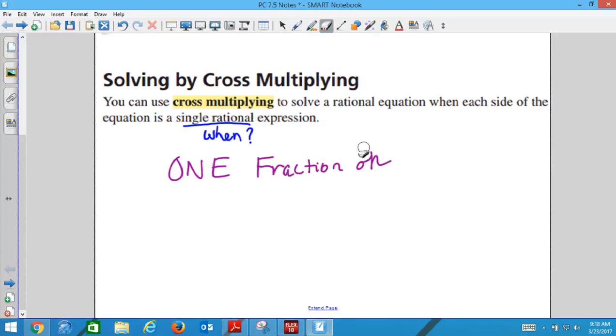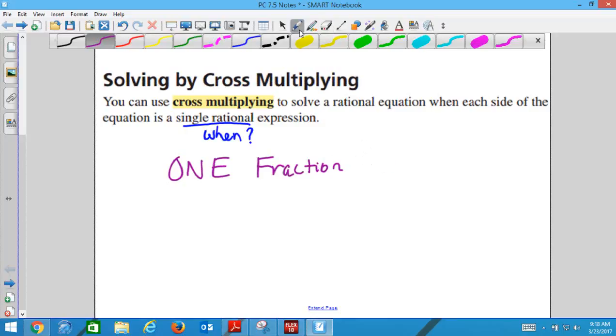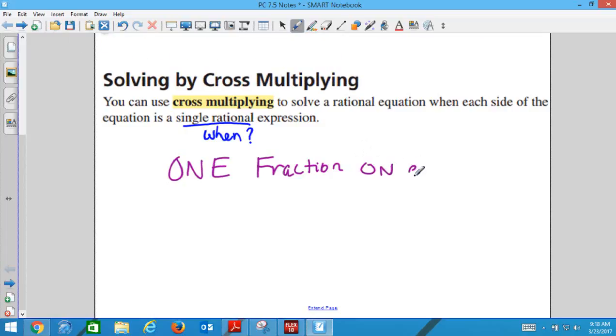on each side of the equation, of the equal sign, that's when you can use cross multiply. If you don't have one fraction on each side of the equation, you can't use cross multiply.